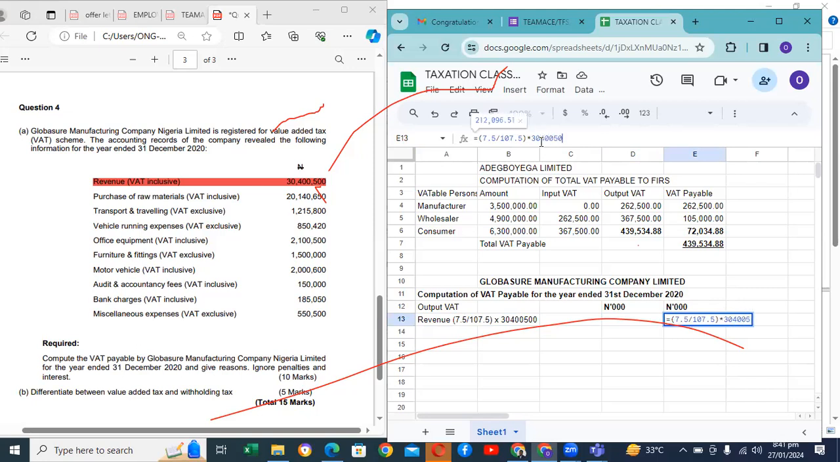2,120,965. So you have 2,120,965.12. So we have input VAT now.